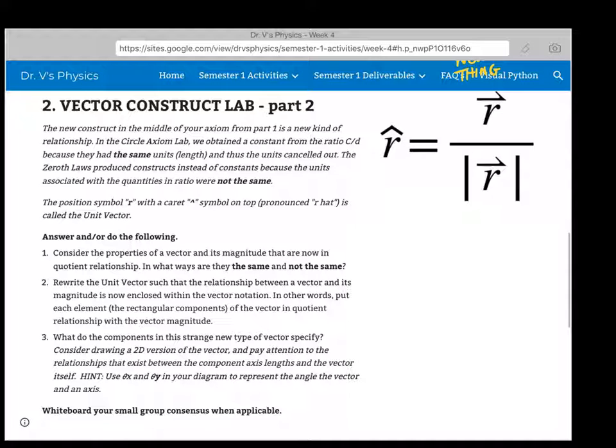So the next part of the lab, or part 2 of this lab, is what to call this new thing. And so that little symbol, R hat, the caret, the keyboard symbol caret over it, that is the way we identify the unit vector. So R with a caret symbol, we pronounce it R hat, we call that the unit vector.